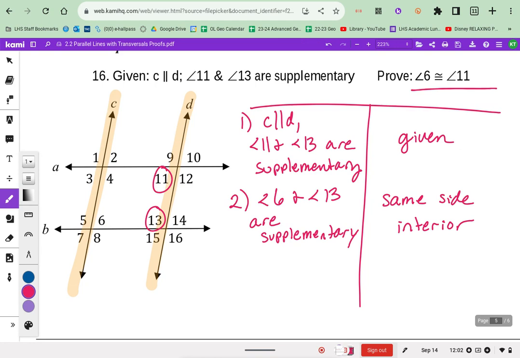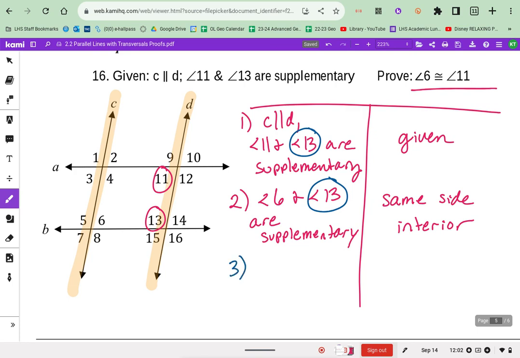So, using these two pieces of information, we could convert both of these things to equations and do some transitive and substitution steps to show that angle 6 is congruent to angle 11. But that would be a lot of work. So we don't have to do that work because of our theorem we just learned that says if angle 11 is supplementary to 13 and angle 6 is supplementary to 13, then that means that 6 is congruent to 11. And that's called the congruent supplements theorem.